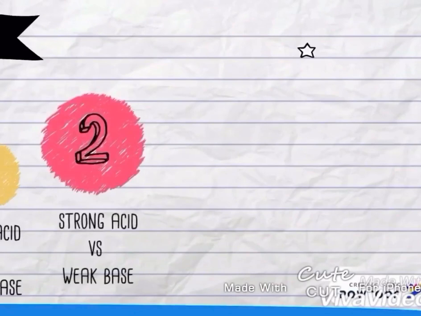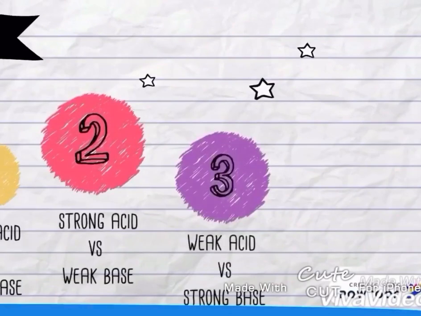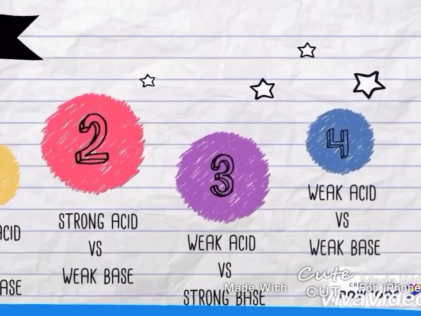We have 4 cases. The first one is a strong acid against a strong base. The second one is a strong acid against a weak base. The third one is a weak acid against a strong base, and the last one is a weak acid against a weak base.